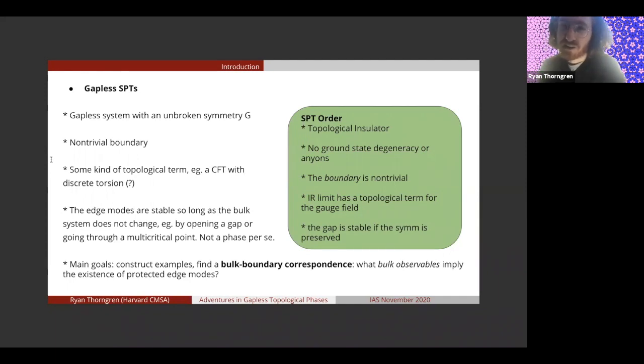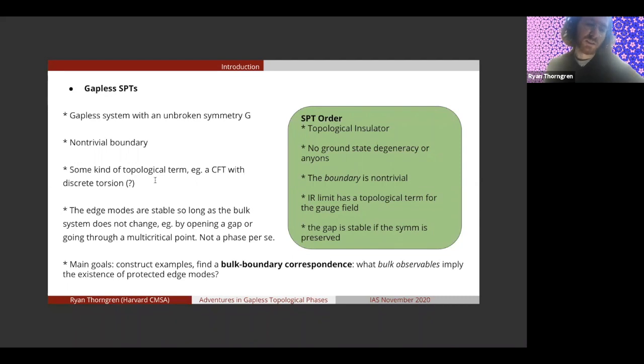And we'd like to understand these systems. So these first two points are the definition. Now, some facts. So far, the ones we know can all be understood in terms of some kind of topological term. So these are roughly like a CFT with some non-trivial discrete torsion.